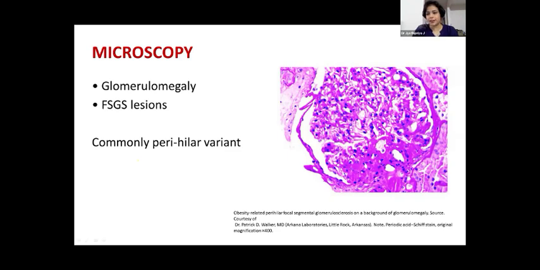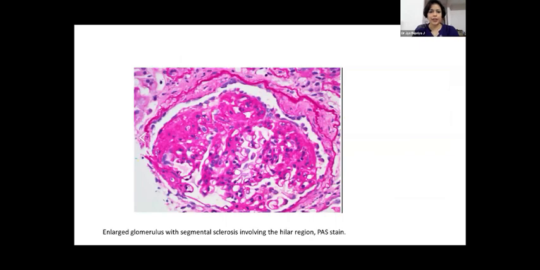So the right side is the PAS stain showing the perihilar fibrosis, perihilar focal segmental sclerosis, and the glomerulus is enlarged. So this is again showing enlarged glomerulus with segmental sclerosis involving the hilar region. And if you take the electron microscopy, it is like secondary FSGS. You don't get diffuse foot process effacement. It is the focal one.